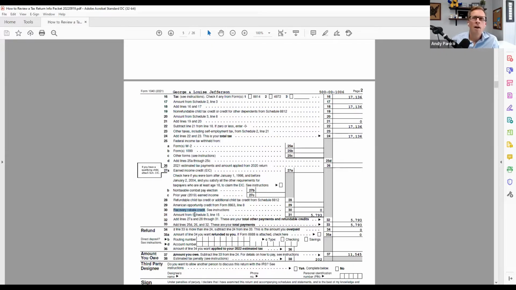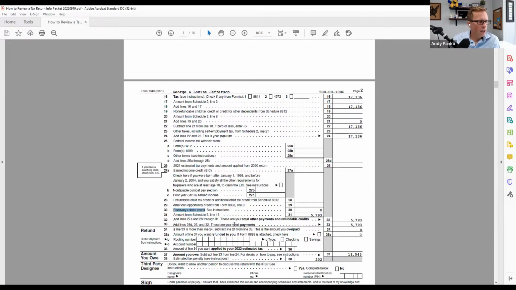Or vice versa, if their actual income at the end of the year ends up being lower than the estimate they gave the government throughout the year, then they'll get additional credits paid to them at tax return time. So that's one thing that would show up in line 31 here.